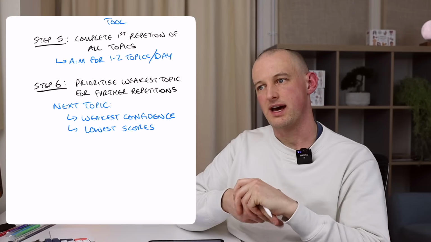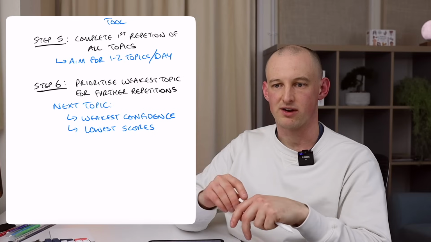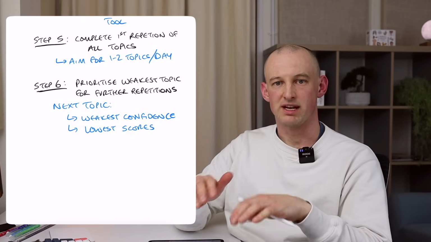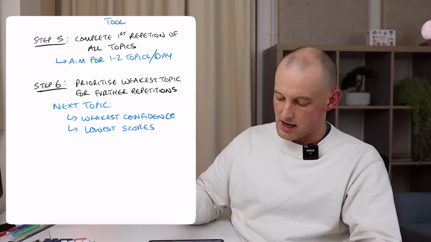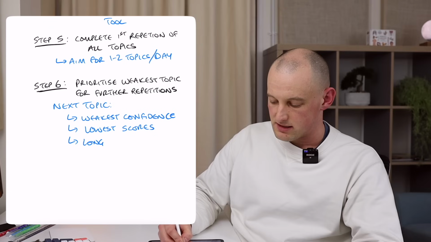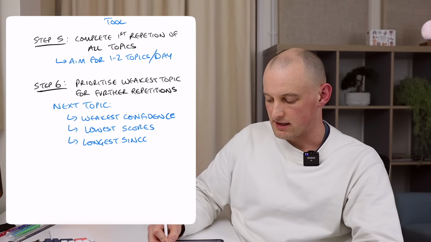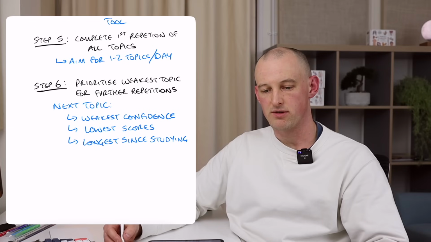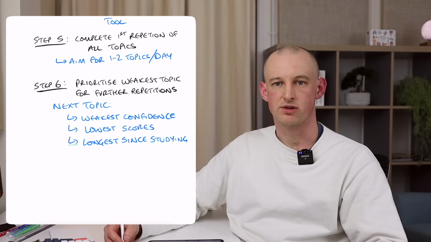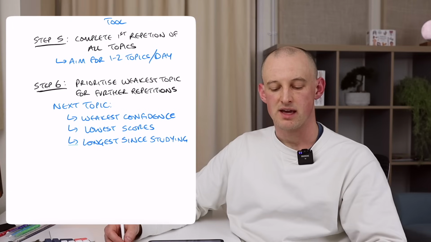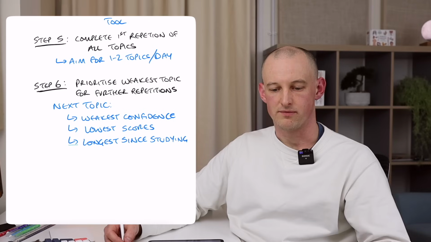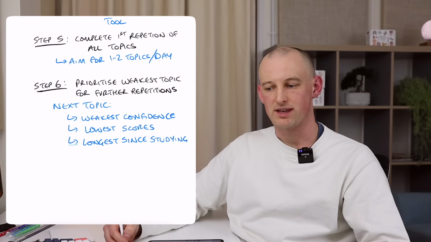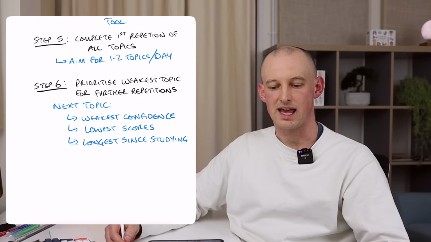So if you scored about 10% on renal medicine and 90% on cardiology, the next topic to do is renal medicine again. The other thing to take into account is the longest since studying. So if you did cardiology, renal and gastro, medium confidence in all of them, scored about 50% in all of them, look at the one that you did the longest time ago. So if gastro was 2 weeks ago and cardio was last week, do gastro again. This way you're doing 1 to 2 topics a day, and those topics are the weakest or the longest since your last repetition.